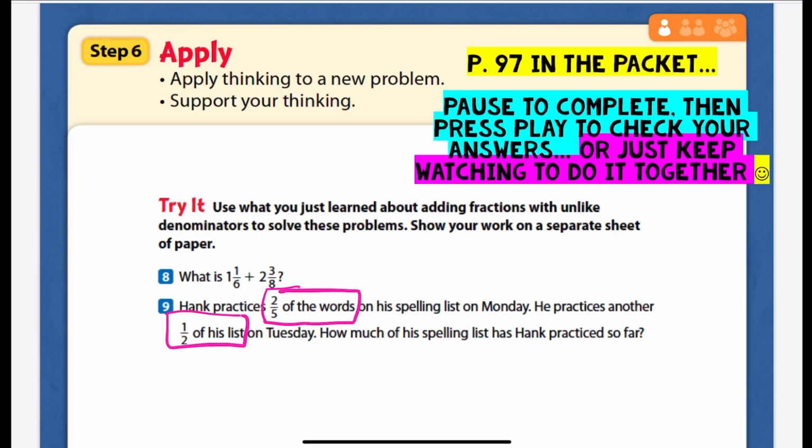So guys, let's go ahead and see what we need to do. What is important? The important information is that he practices 2/5 of his words on Monday. He practices another 1/2 of his list on Tuesday. So we know that he's practicing some on Monday and some on Tuesday. So how much has he practiced so far? Let's take those two amounts and add them together to get the total amount. So right now, just off of a glance, our problem is going to be 2/5 plus 1/2. We know our first step should be what?